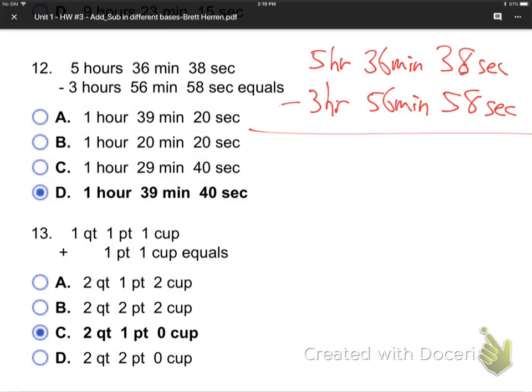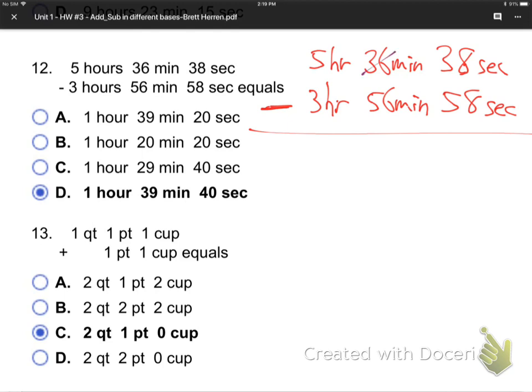So anyway, I just wanted to give you the hardest one right away because I think you're ready. Let's just subtract. Subtracting is always a little bit harder than adding. Where do we always start? On the right. So I want to subtract. Take 58 from 38. Can't do that. What do I need to do? I need to borrow.